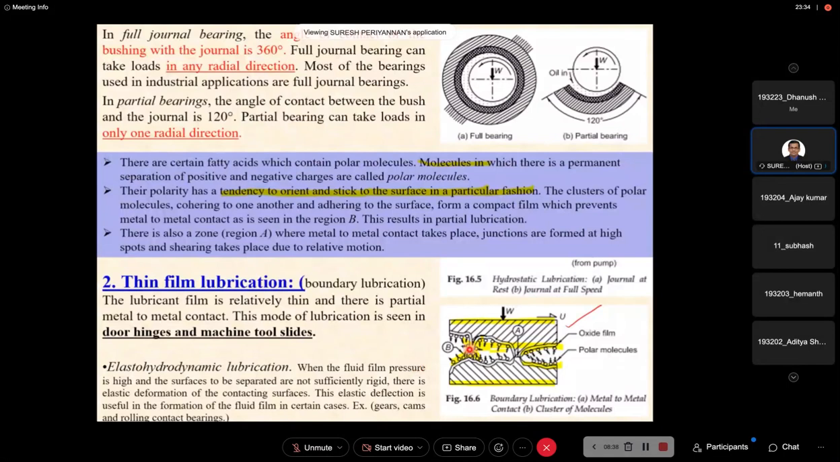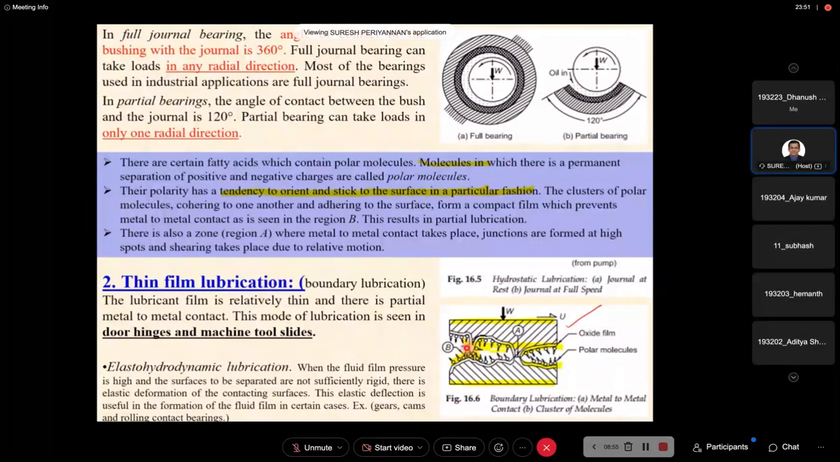Okay, now this is the partial contact. Now this is the partial lubrication. Now that is what point B represents: the compact film.